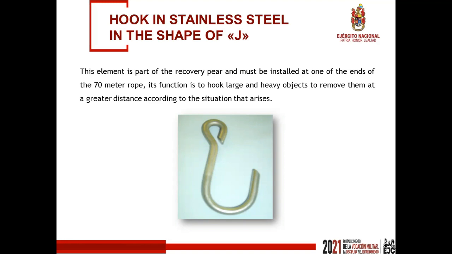Hook in stainless steel material in the shape of J. This element is part of the recovery pair and must be installed at one of the ends of the 70-meter rope. Its function is to hook large and heavy objects to remove them at a greater distance according to the situation that arises.